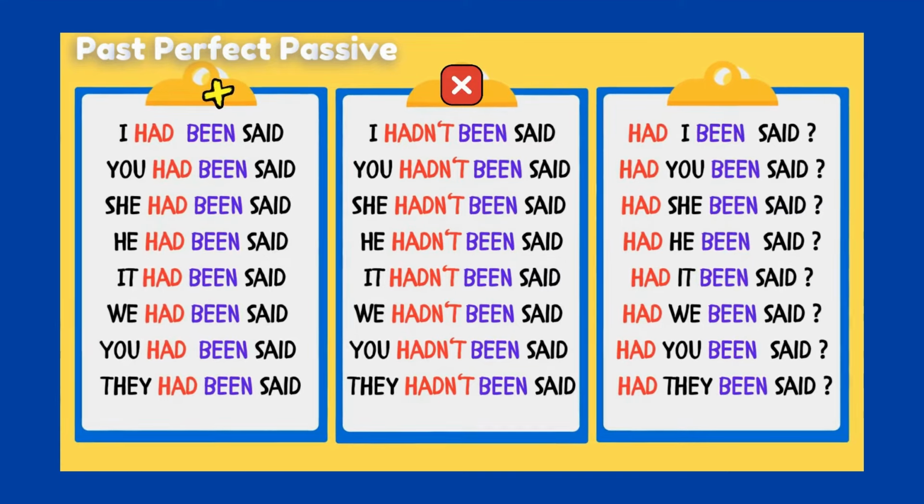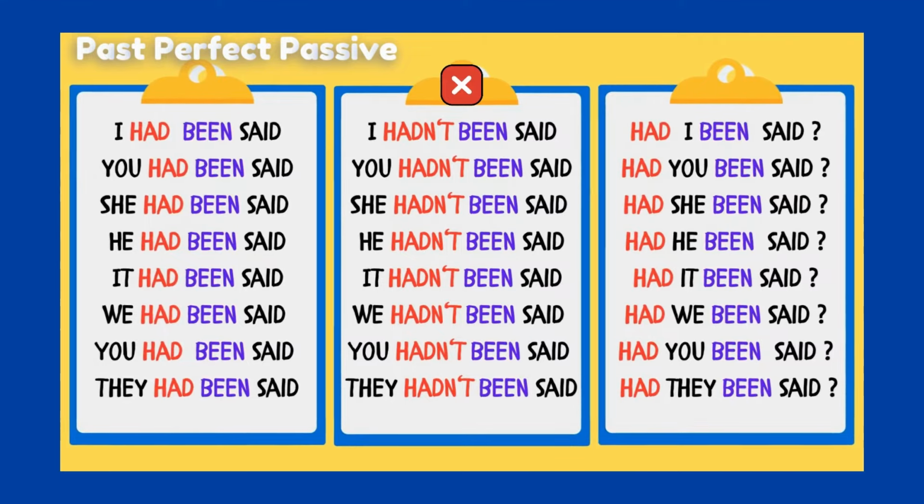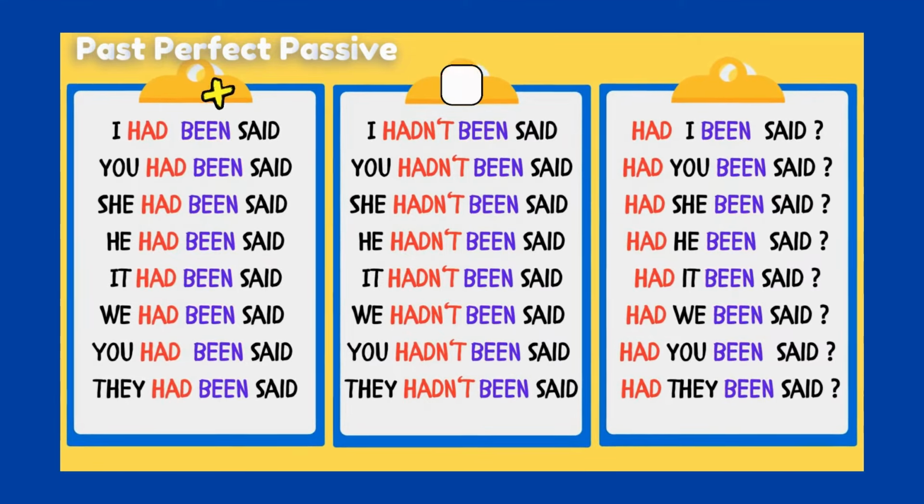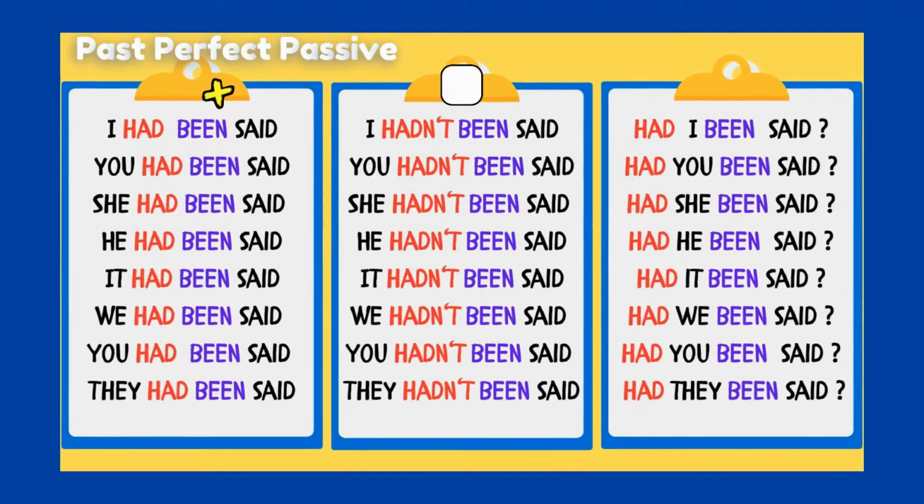In negative sentences, I hadn't been said, you hadn't been said, she hadn't been said, he hadn't been said, it hadn't been said, we hadn't been said, you hadn't been said, they hadn't been said.